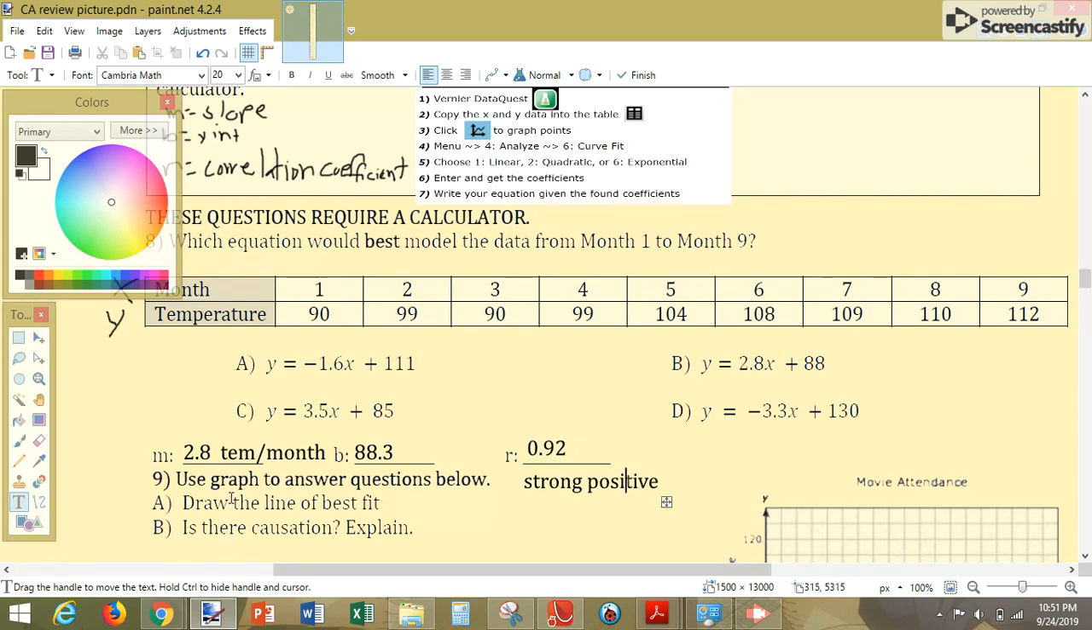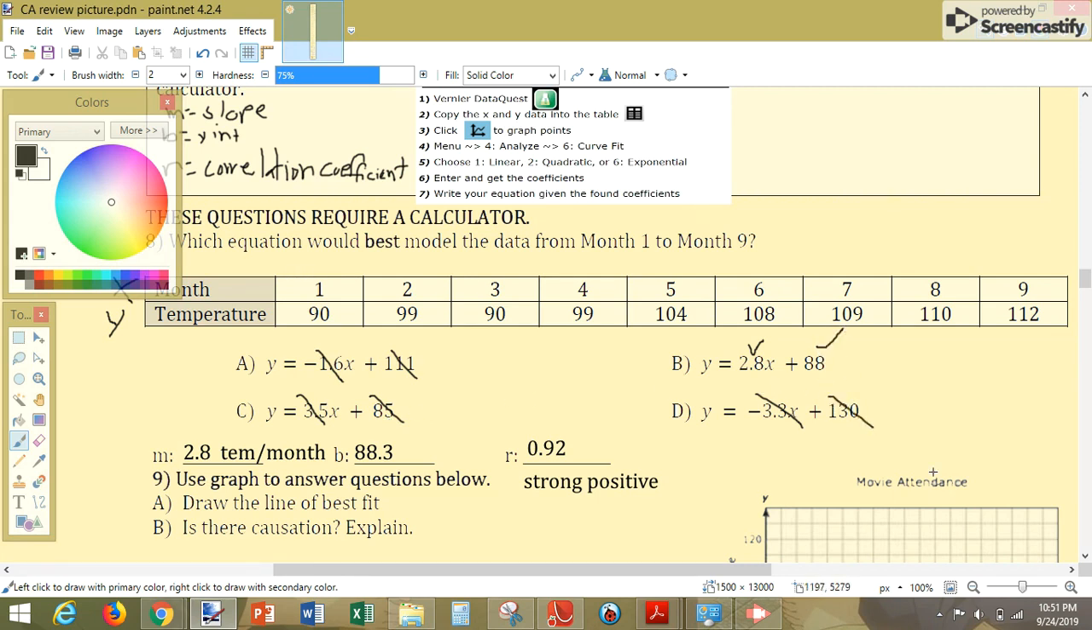Okay, let's look at our answer choices and compare them to our results. So our m is 2.8. So y equals mx plus b. The m has to be 2.8. Well, this one doesn't have it. This one doesn't have it. This one has it. And that one doesn't have it. Let's double check. Make sure our b is the same. We don't have 88 there. No 88. That was pretty close. This one works. That's way far away. So our answer would be B.